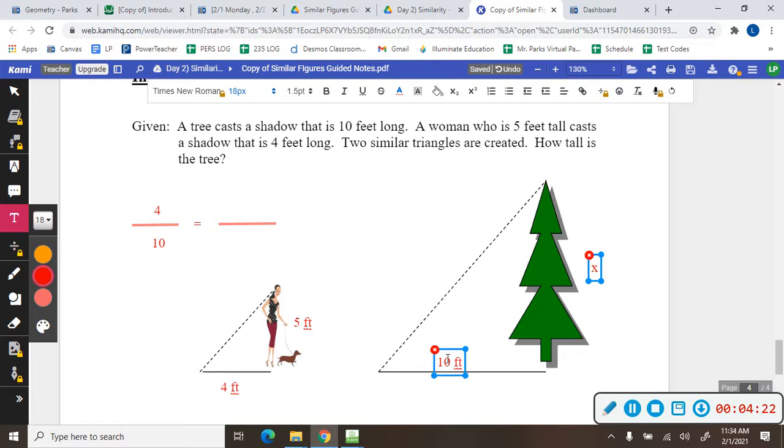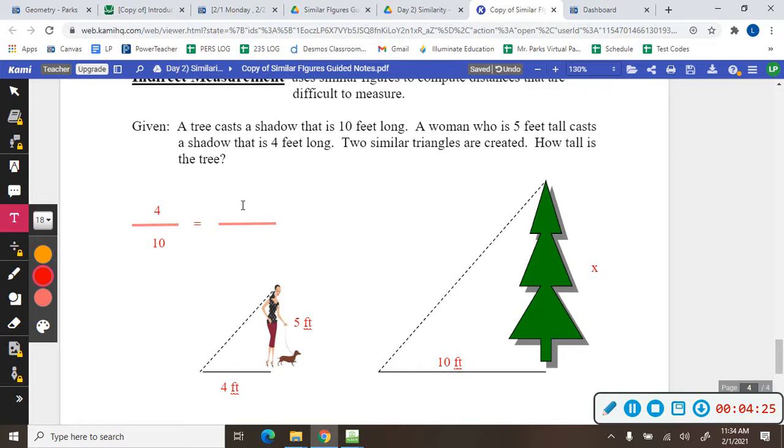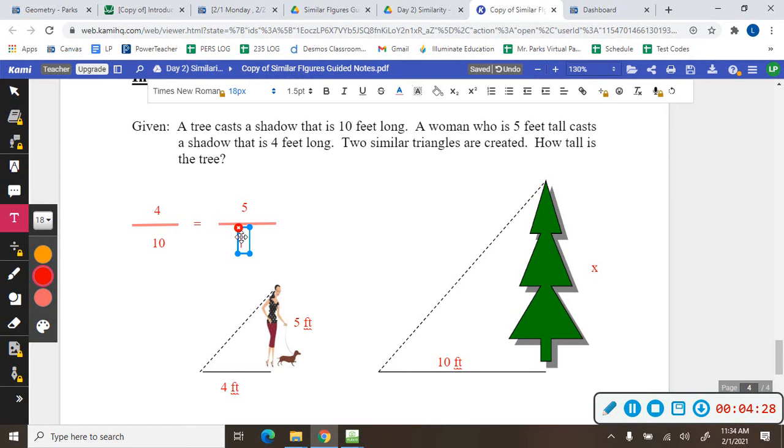So 4 over 10 equals 5 over X. You cross multiply, get 4X. 4 times X equals 5 times 10 is 50. Take your 50 divided by 4, and you get the tree is approximately 12.5 feet long. Looking at this woman's 5 feet, let's see, 5 feet comes to about right here. So yeah, I would expect that. See, 10 feet would be about right here. So yeah, around 12 and a half, that makes sense to me, which is a very short tree.